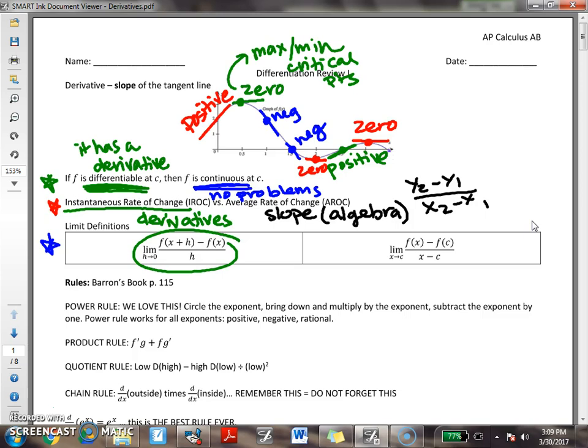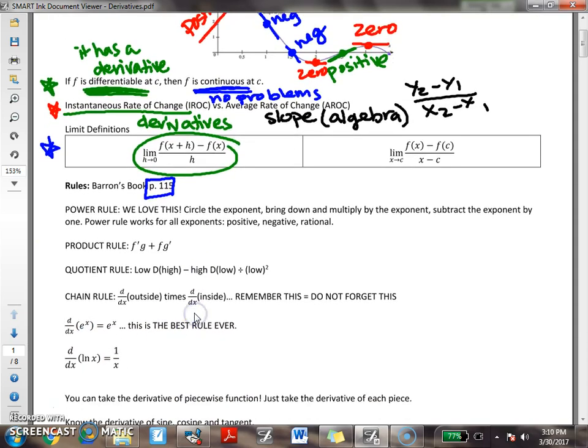Now I need you guys to go to your Barron's book, page 115, because all the rules of derivative are in there. I didn't write it on the sheet. It's in your Barron's book, page 115. Please go to this page. Please review the rules, especially if you have forgotten them. Okay, a few of the rules that will stick out to us.